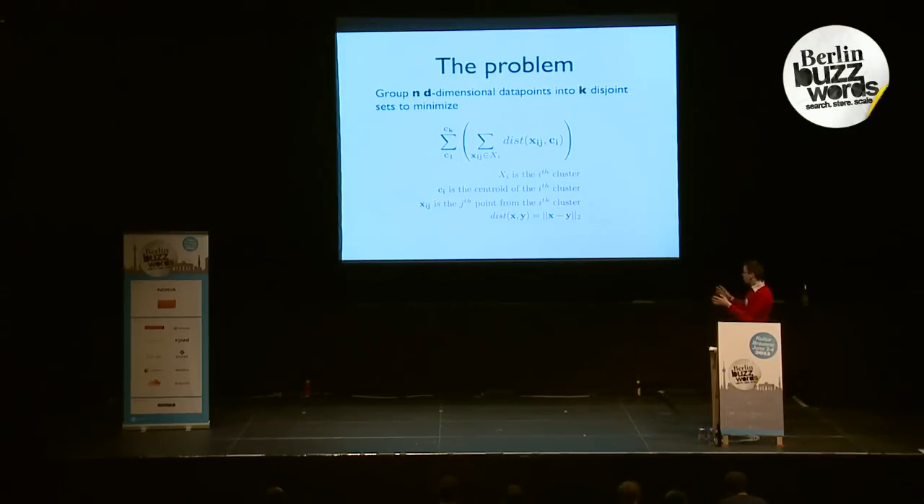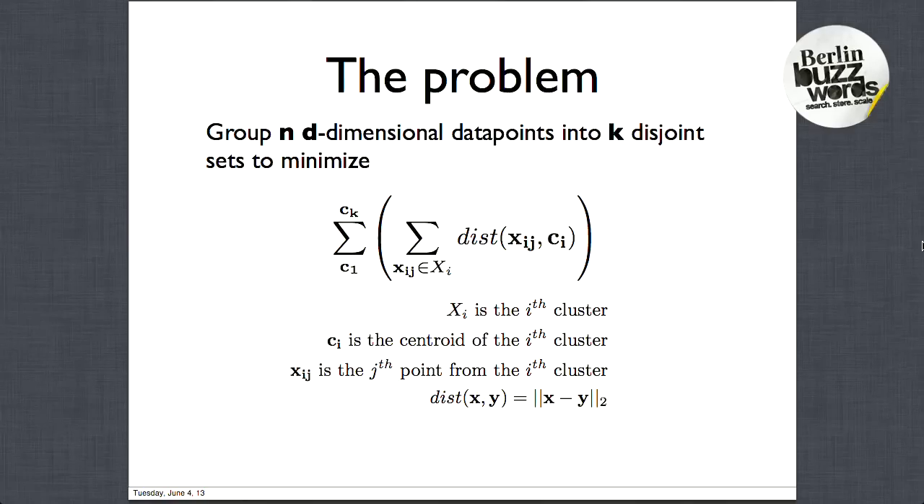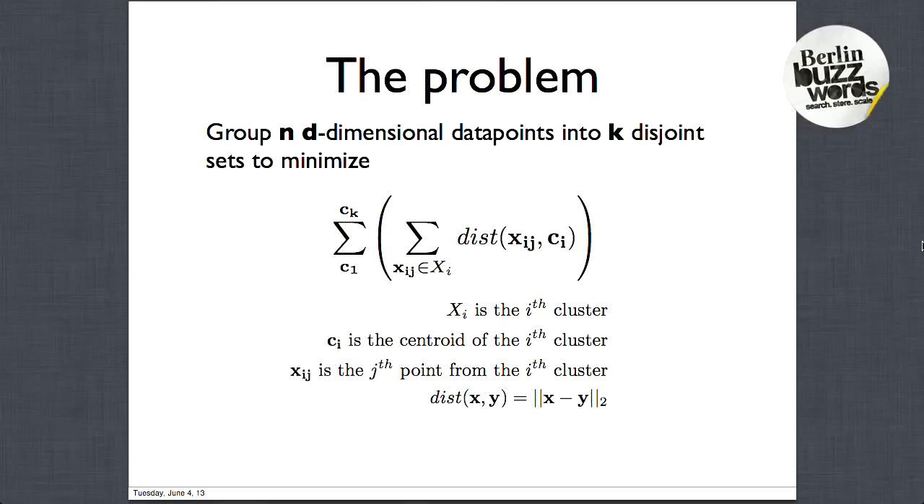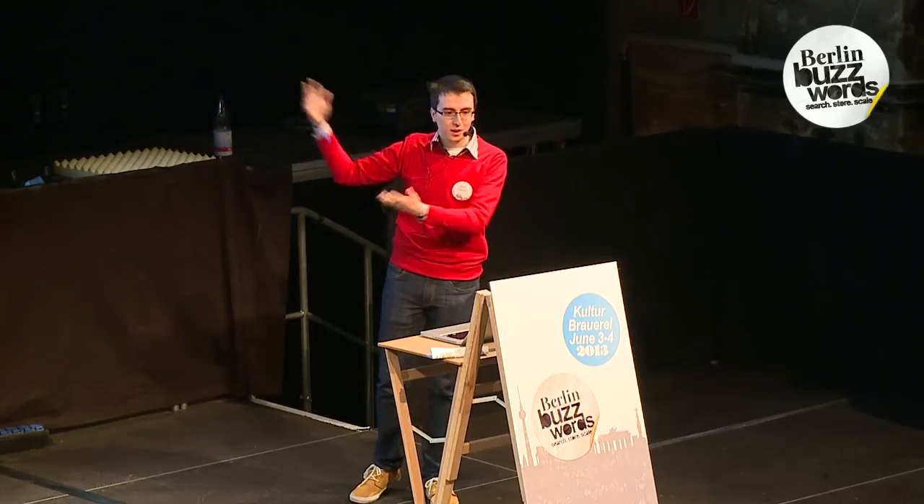So the idea is these disjoint sets, we call them capital X, x1 all the way to xk, and xi is the ith cluster, ci is the centroid of the ith cluster. The centroid is just the mean of all the points in that cluster. And xij is the jth point from the ith cluster, and essentially what we're doing is we're summing up the distance from each point to its centroid, and summing all of those up, and that entire thing is called the total cost, and we want that to be minimized.